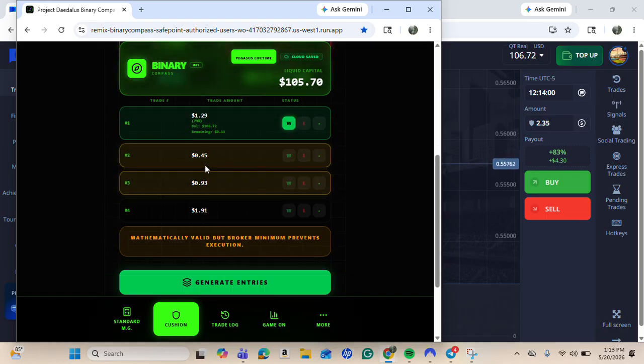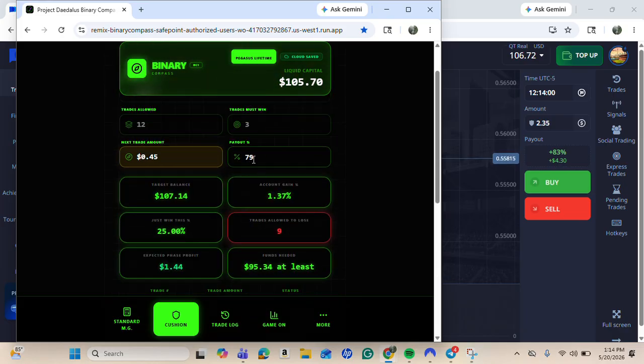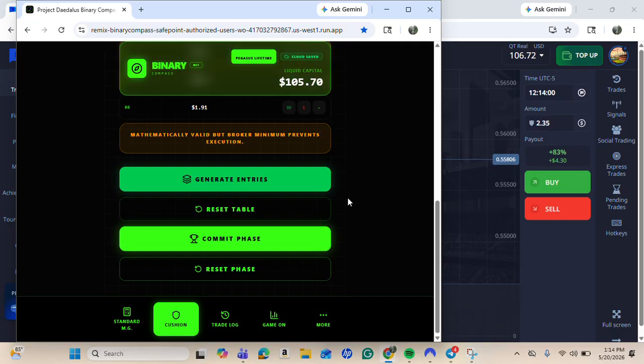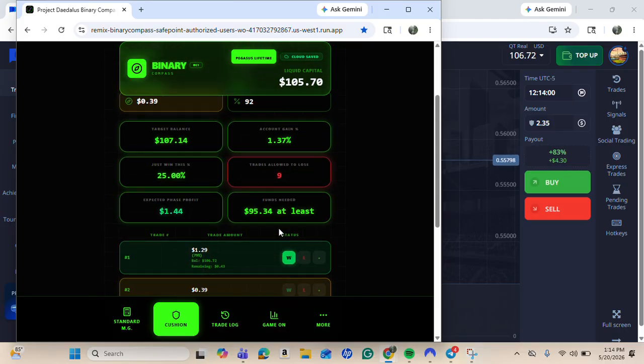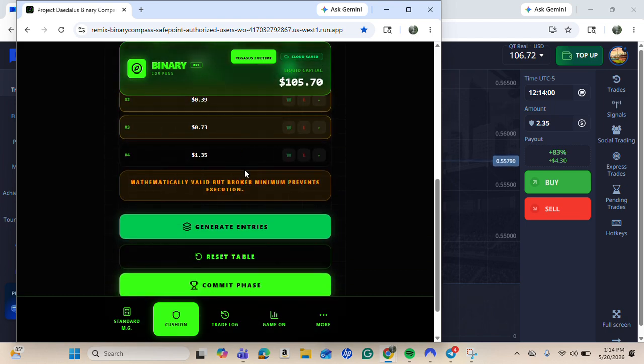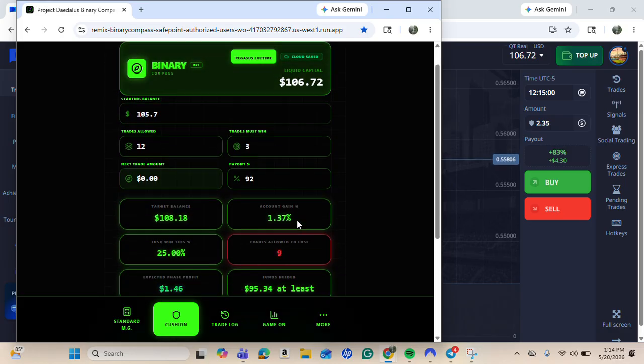Can trade with this amount. So you can do one of two things. You can go in and trade at this much, or you can just regenerate entry. So what I normally do is change this back to 92%, generate entry. This is 135. So your total is supposed to be this after you complete it. But to be safe, I normally just commit the phase and start all over again.